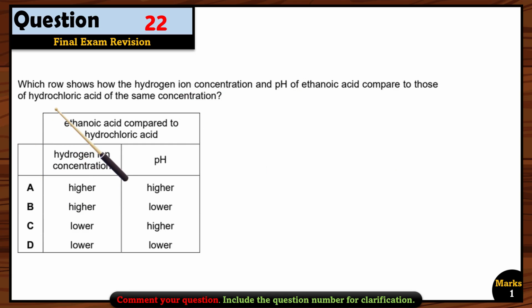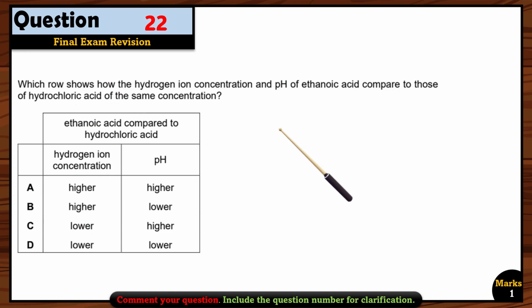The strong acid completely dissociates into ions in the water, right? But the weak acid will partially dissociate. So it means the hydrogen ions will be in lower amount or in lower concentration compared to that of hydrochloric acid. So C or D option can be right.